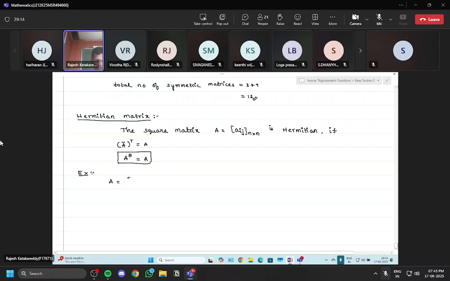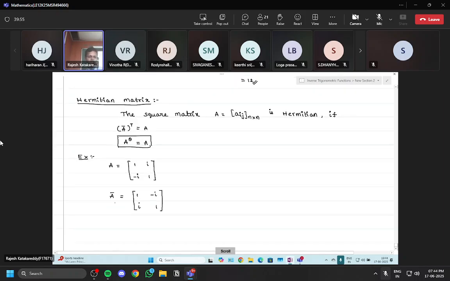A is equal to 1, I, minus I, and then 1. Right. So like how to tell whether it is Hermitian or not. For that first we need to take the conjugate of the matrix, right? Conjugate means do conjugate for each and every element, that much only. So conjugate of 1 is 1 only, I conjugate is minus I, minus I conjugate is I, and then 1 conjugate is 1.